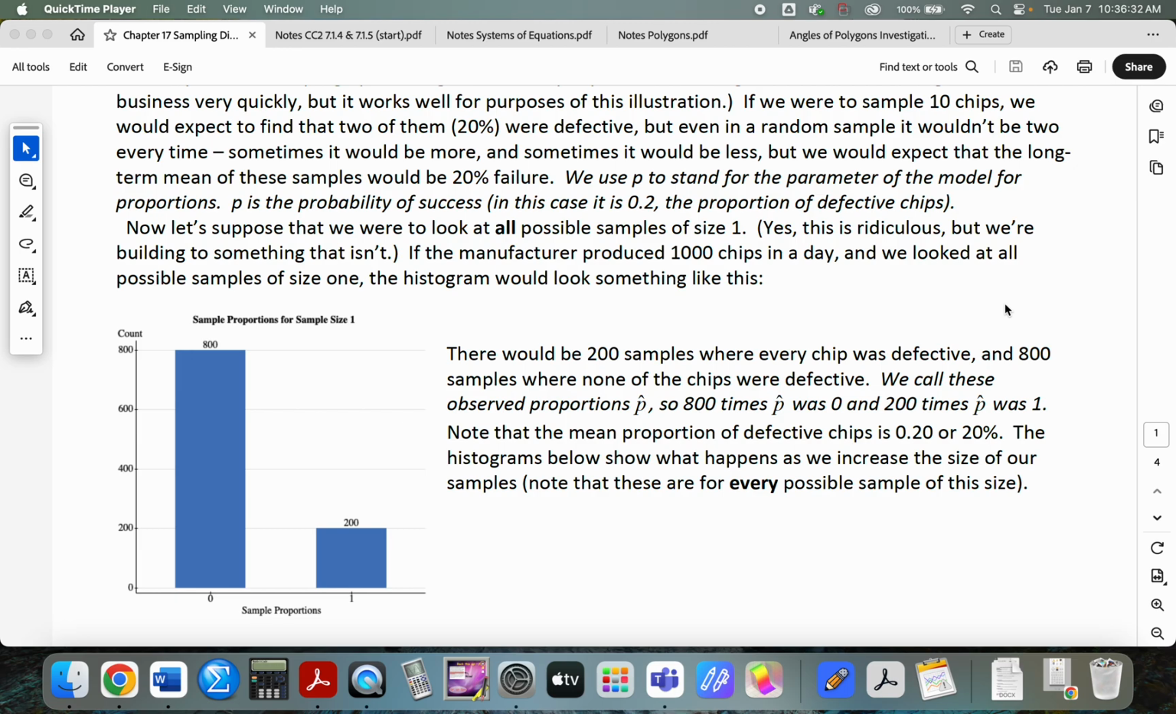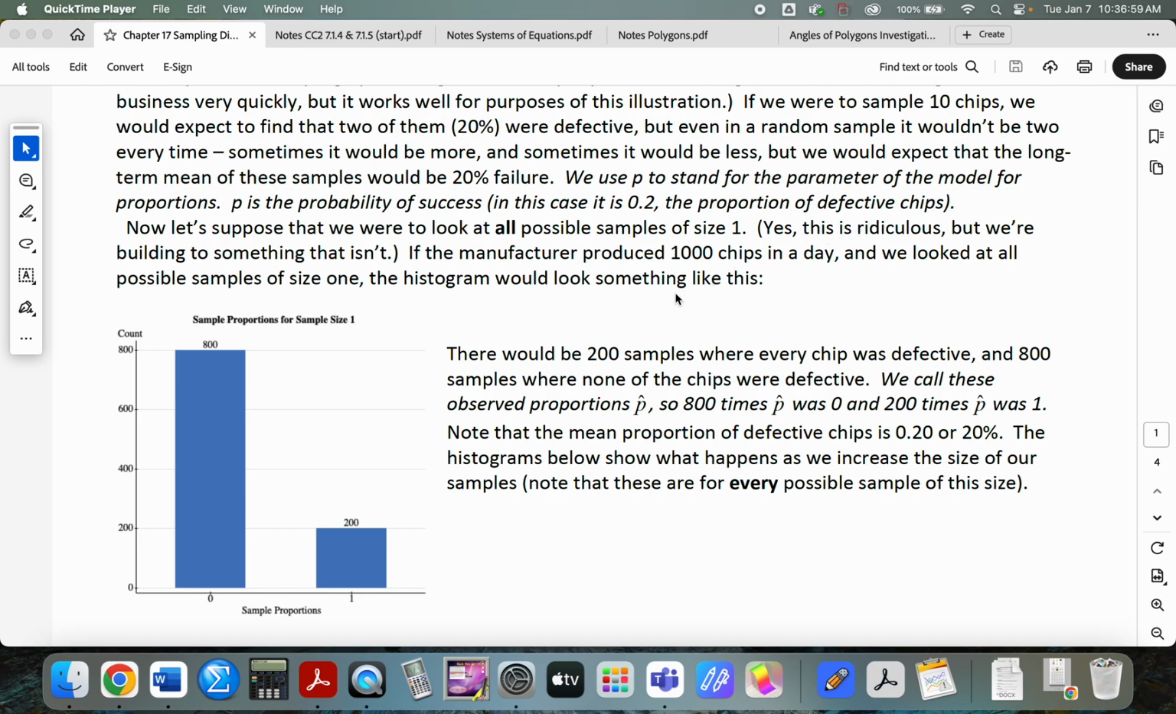Okay? So we use P to stand for the parameter of the model for proportions. P is the probability of success. Now, success in this case is the proportion of defective chips, which is 0.2. So remember, we talked earlier last semester about how success isn't always a positive thing, right?